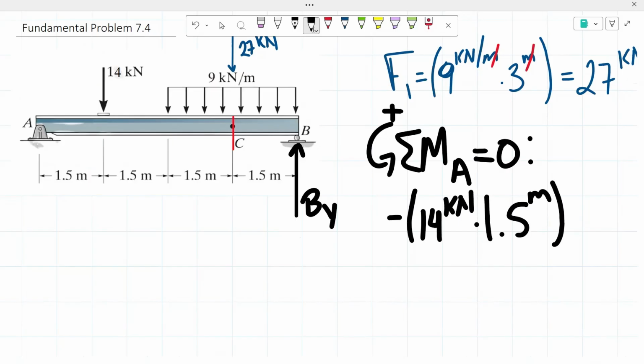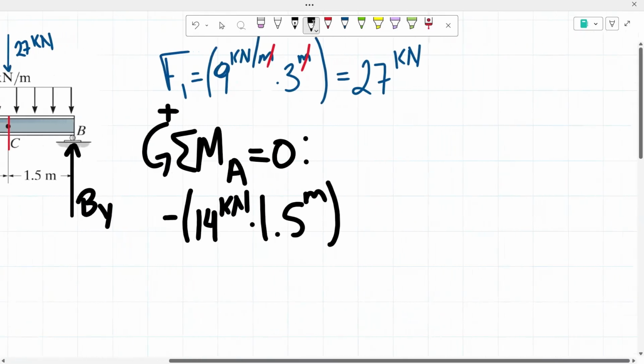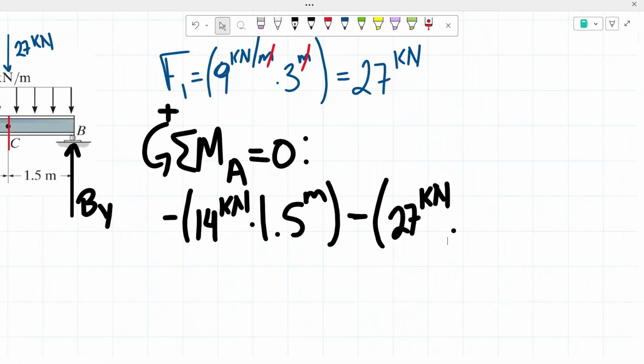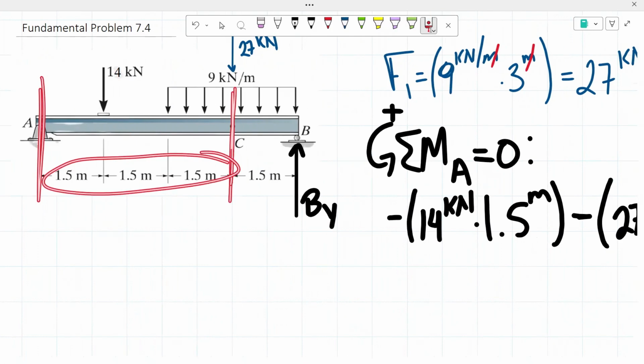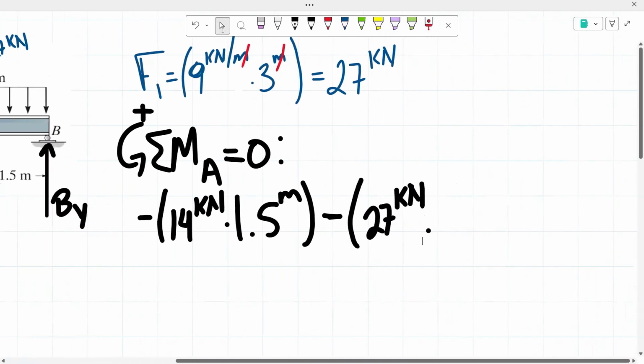From there, we have our concentrated force. It is also to the right of our point and acting downwards. So once again, it's going to be creating a clockwise moment, meaning a negative moment, with a force of 27 kilonewtons. And then the distance, we know that from here to here, there is a total distance of 4.5 meters.